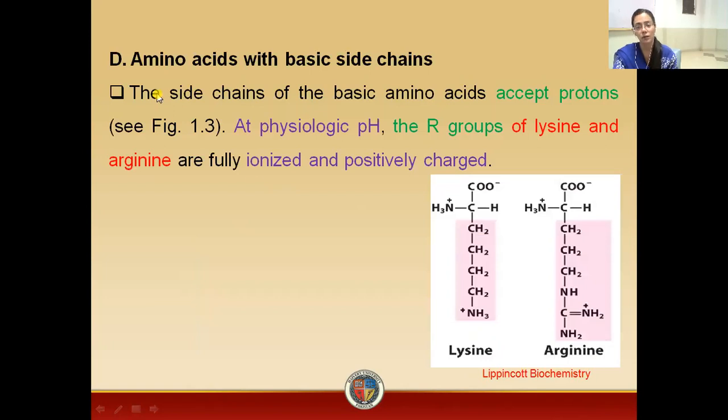Now, what are the amino acids with basic side chains? These are the amino acids which have the ability to accept protons. At physiologic pH, the R group of lysine and arginine are fully ionized and positively charged. So these are positively charged at physiologic pH.